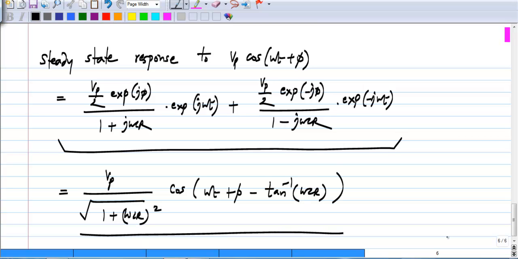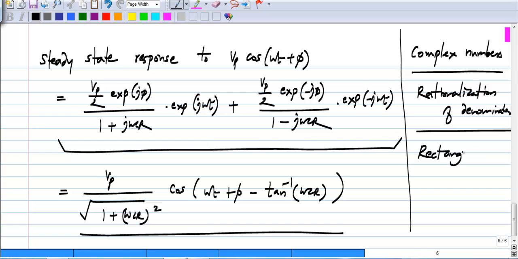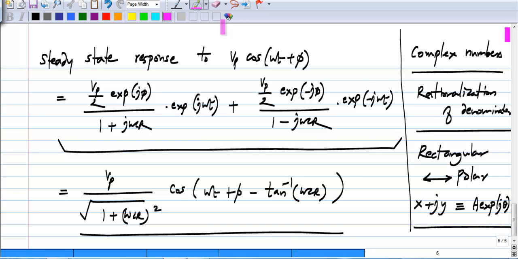Okay. Now, to be able to do this, you have to be fluent with the usage of complex numbers, and in particular, changing complex numbers from polar to rectangular form and so on. When you use complex numbers, you use something known as rationalization of the denominator to add up fractions, so that you have a real number in the denominator. You also need to know rectangular to polar form conversion. That is, you can express a complex number as x plus jy or A exponential j theta. So, this is the real part, this is the imaginary part, this is the amplitude, and this is the phase. Any of them can be used, and you do use them frequently.